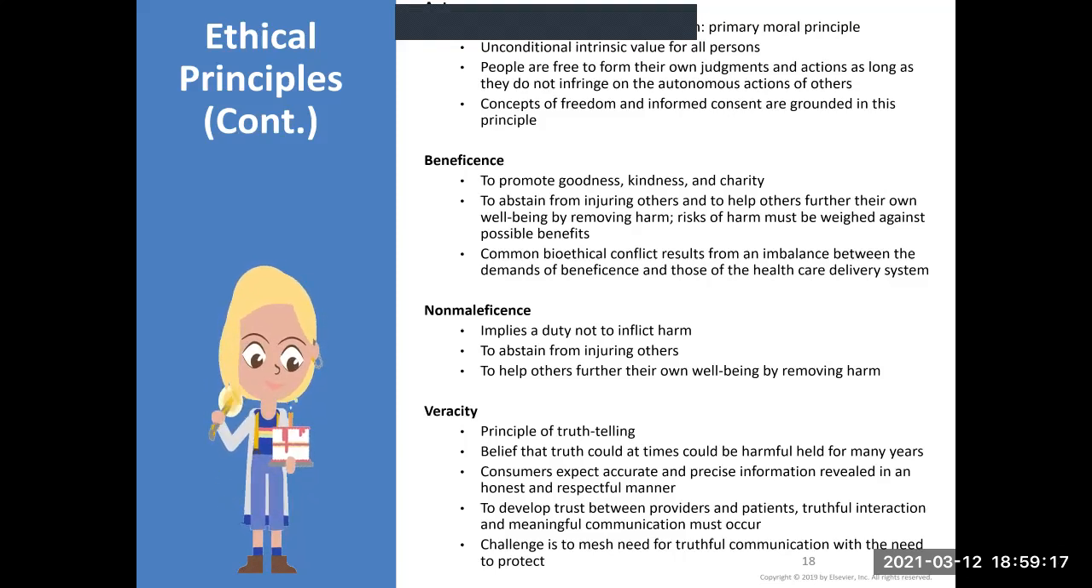And then veracity is the principle of truth telling. Tell the truth, right? Again, in this country we struggle with this because, if you tell the truth, they kind of put you in jail, so people tend to lie. But it's to develop trust between providers and patients. So if your patient asks you, am I going to die, and they're dying, tell them the truth. Don't tell them maybe not. No, be transparent. And of course, know your scope of practice.